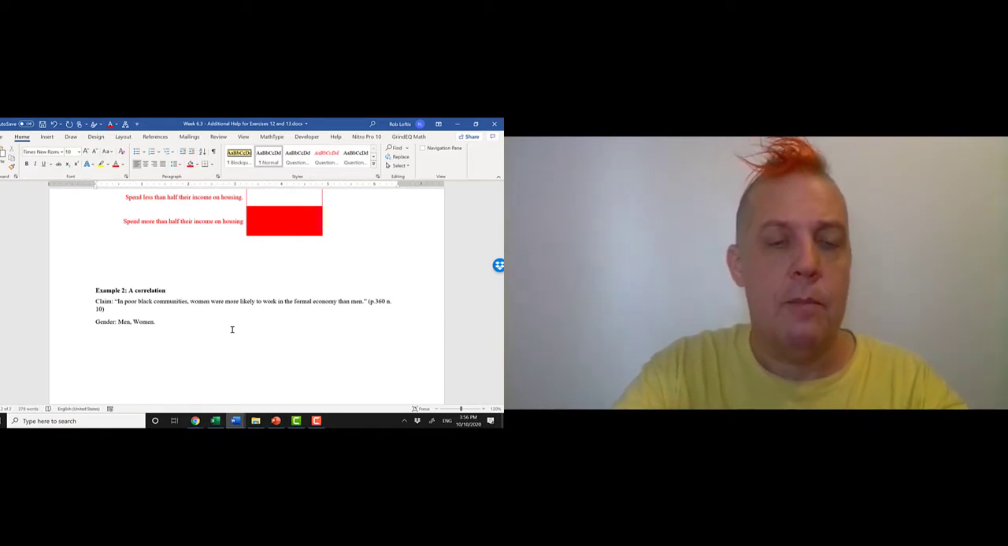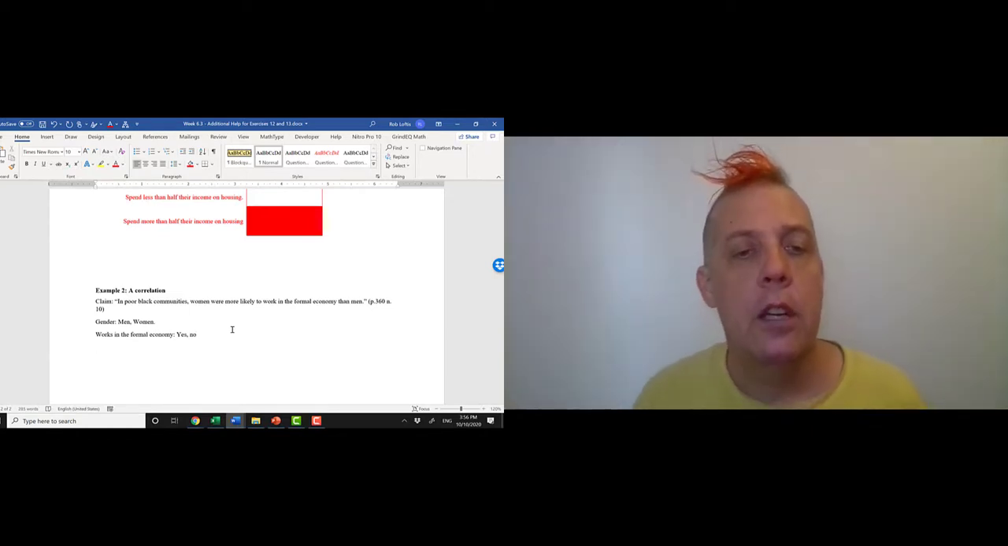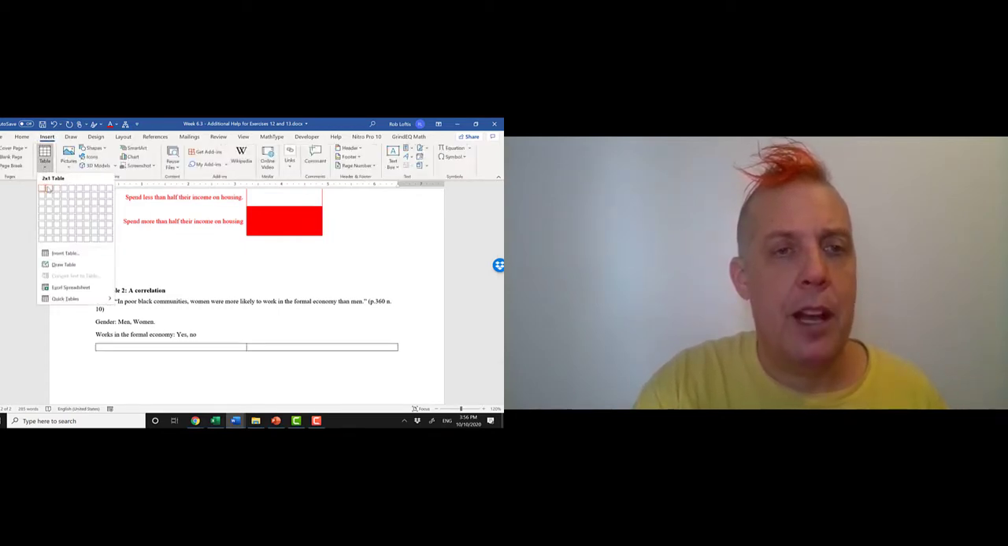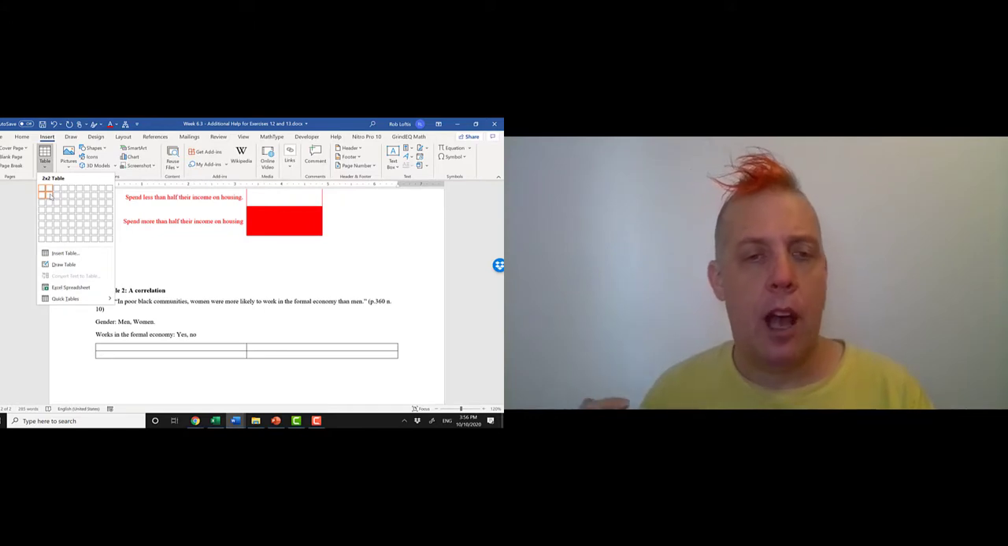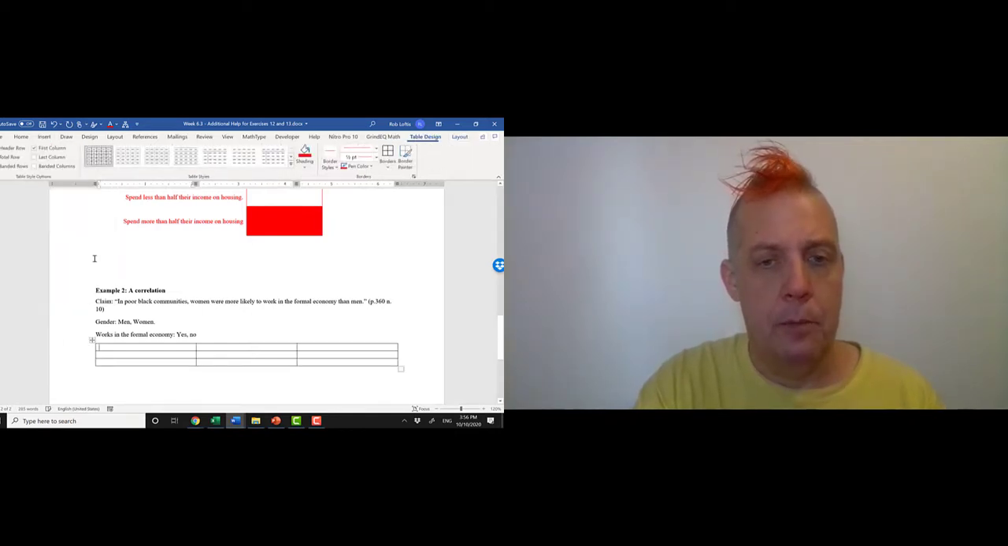And then the other variable will be works in the formal economy, and the values there are just yes or no. So now, essentially, we've got four boxes that we want to worry about, right? So if we want to make a table out of it, and again, this may not be the best way of doing it, but it's easy. We've got four boxes that are going to be either shaded or not. And then we want space for labels. So I'm going to make it a little bit bigger, right?